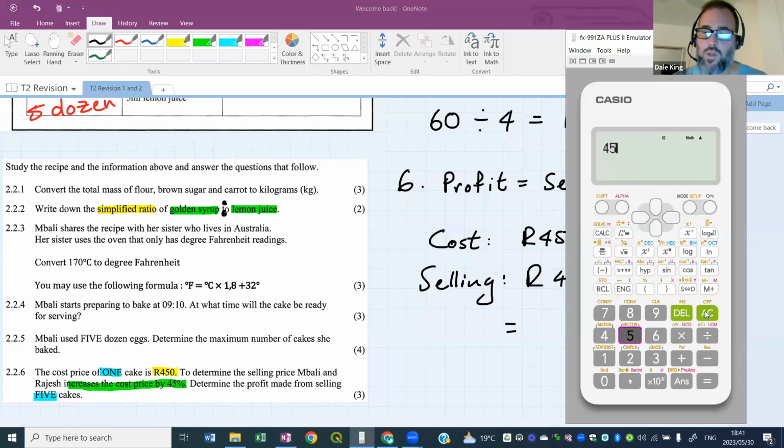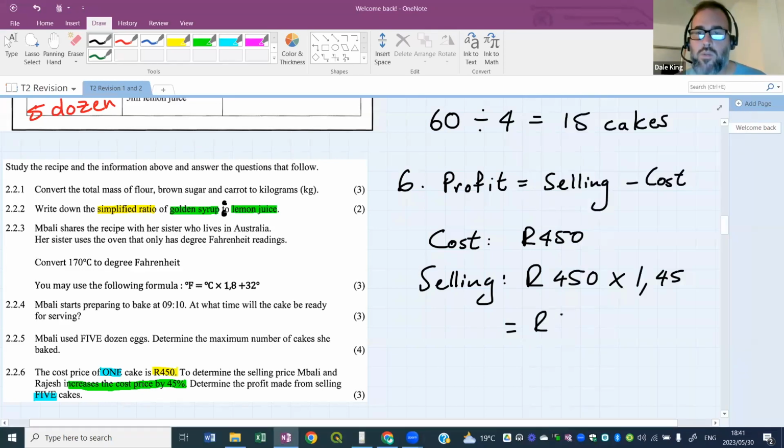So let's work that out quickly. So it's 450 times 1.45, and that'll give us 652,5. So 652,50. So that is our selling price. So we've got our cost price and our selling price. Now we need to work out our profit. Okay, so this is just one cake here, guys. Both of these are for one cake. Just remember that. We've got to think about 5 later on. Okay, let's work out the profit for one cake.